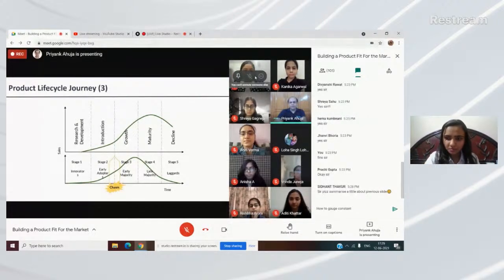Clear? Siddharth, can you share your doubt, what you mentioned in the chat window?